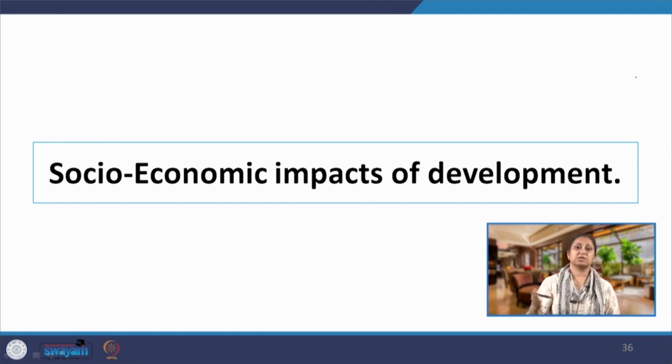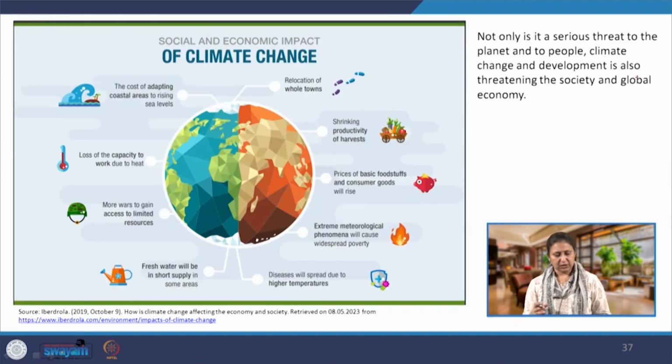Of course, CFCs and HCFCs were part of that. Then we come to the last part of this particular lecture, which is socio-economic impacts of development. Now, there are a lot of socio-economic impacts. The urbanization leads us to a lot of psychological and social problems.